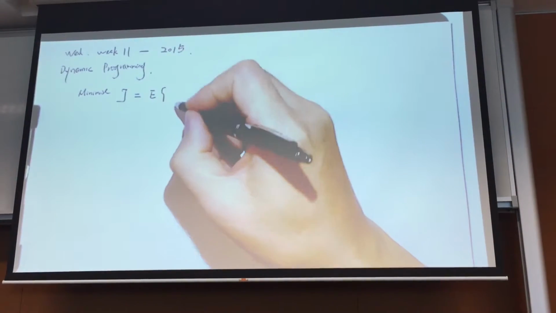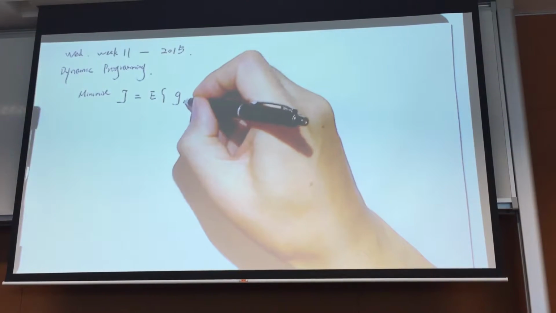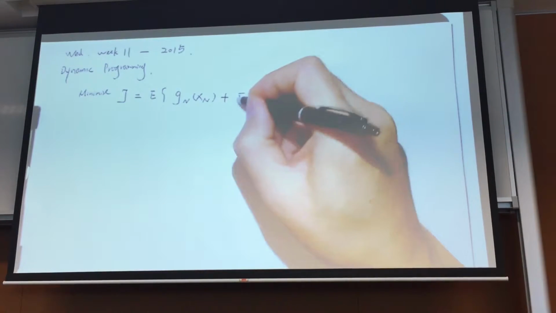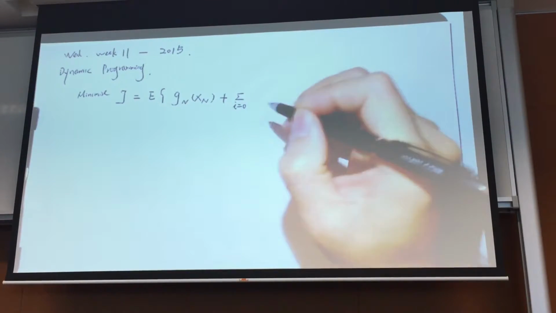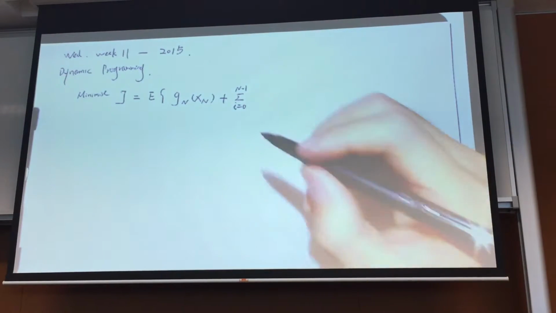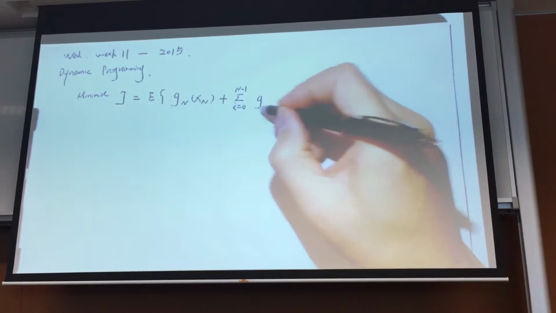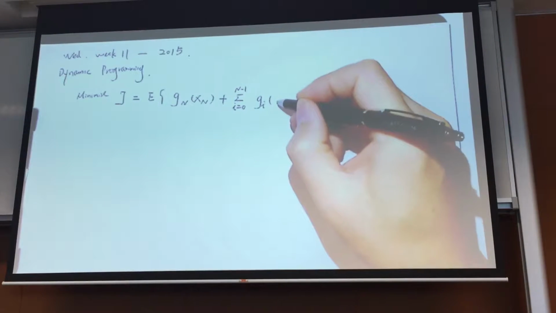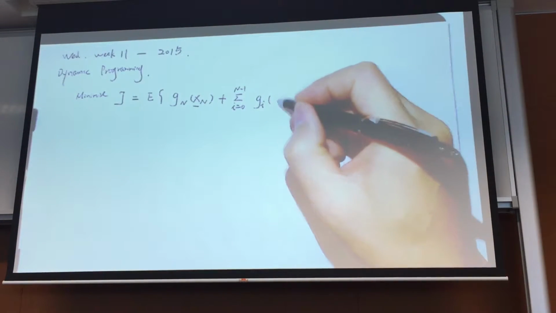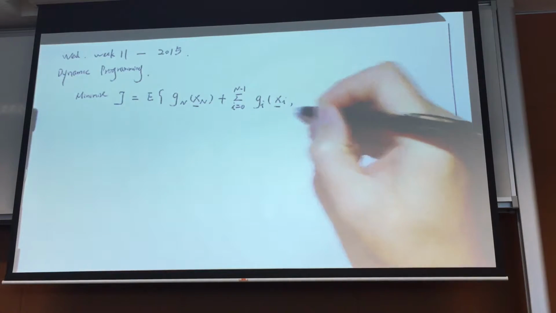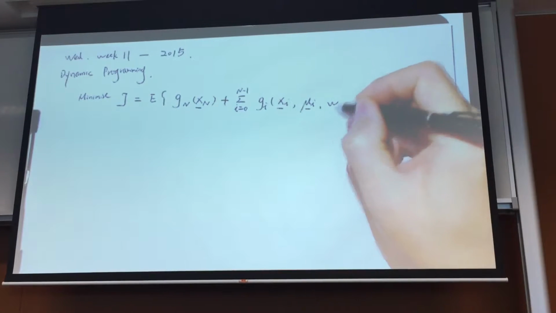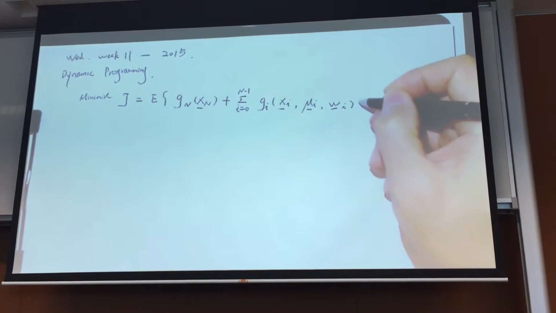So the cost function consists of two parts. The first part is related to the final state, and the second part is for the state from 0 to n-1. The cost function is defined related to the state vector, the control policy, and some random disturbance.